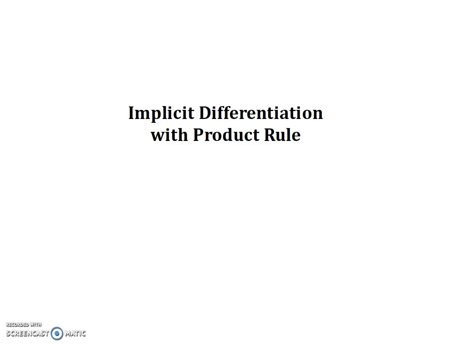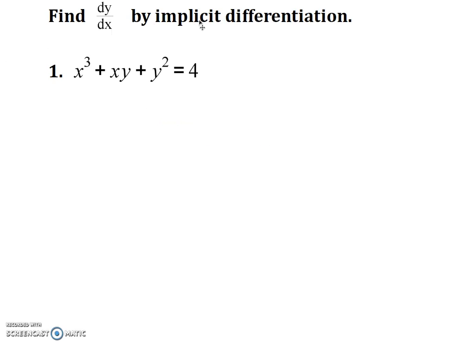Today we have more implicit differentiation, but now we'll be using the product rule in our implicit differentiation. So find dy dx by implicit differentiation. For number 1, we have x cubed plus xy plus y squared equals 4.